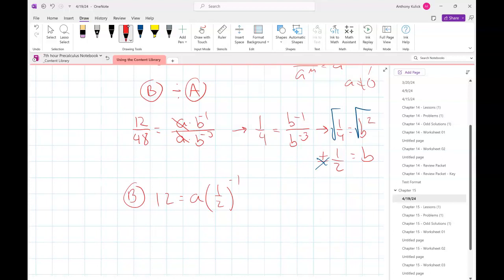What is 1/2 to the negative 1? How do I simplify that? What does the negative exponent do? Makes a... starts with an R. Reciprocal. What's the reciprocal of 1/2? Or just 2, right? So if I divide by 2, I get a is 6.